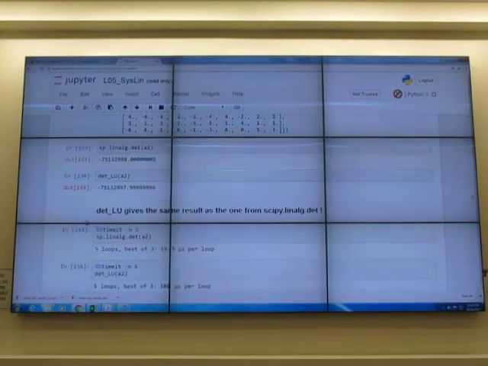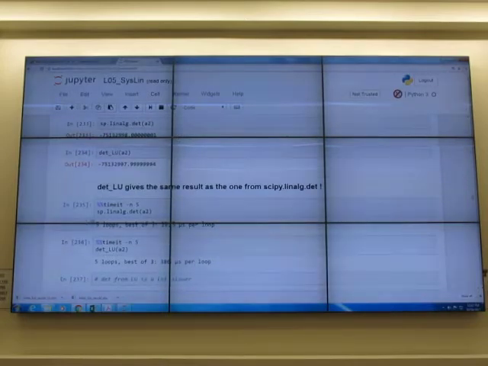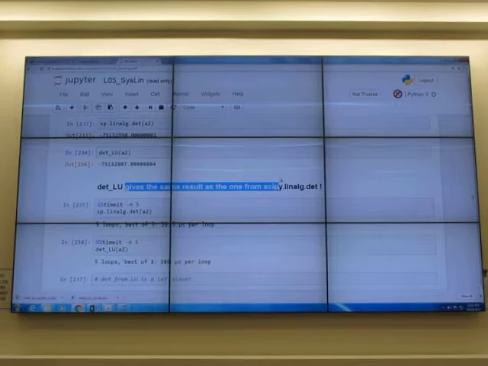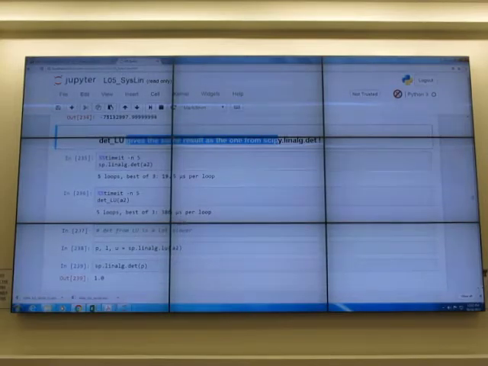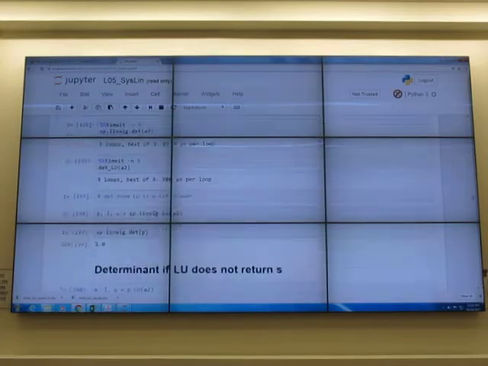So now I show you how we can calculate the determinant and it gives the same number. What about the speed? Of course, my way is 10 times, 20 times slower. I don't care, but at least you know the algorithm. It gives the same answer. Okay.